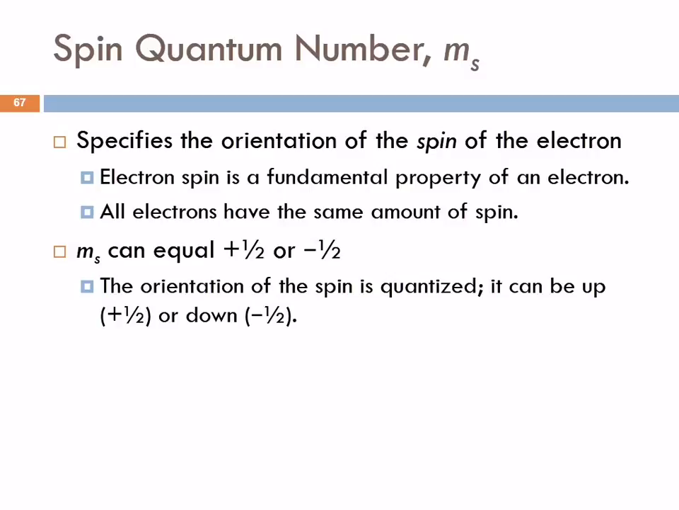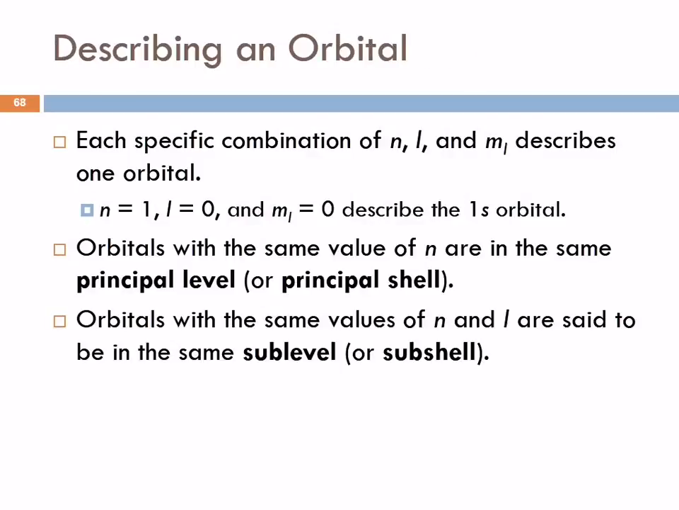So m sub s can be either +1/2 or -1/2. It's quantized. You can either spin up or spin down, is how we say it. You can't spin in other directions. It's kind of a weird concept among other weird concepts.